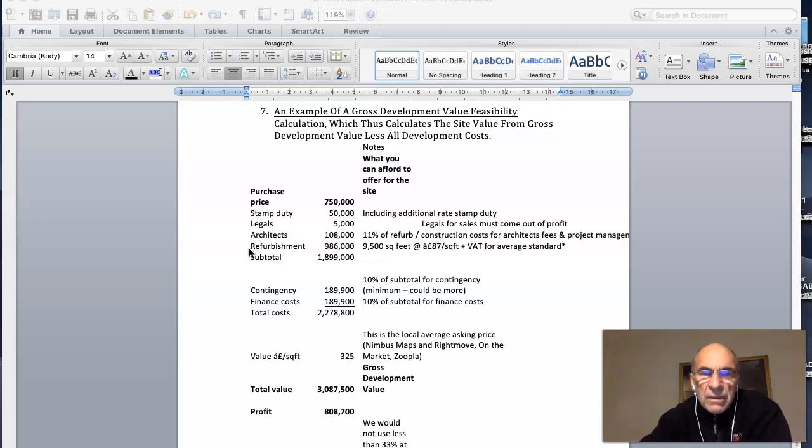architectural fees and project management. We allow 11% of the refurb/construction costs. And in this case, it's a building of 9,500 square feet. We've priced it at £87 a square foot plus VAT for average standard. Now, this is a very low figure, and you may well be looking at twice that figure for a heavy refurbishment. This is a very light refurbishment we charged in this case.